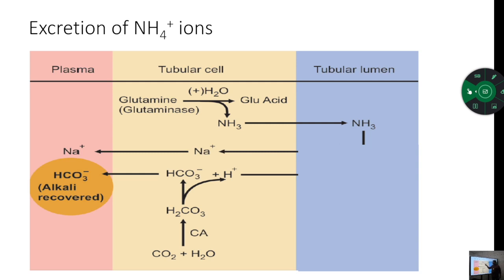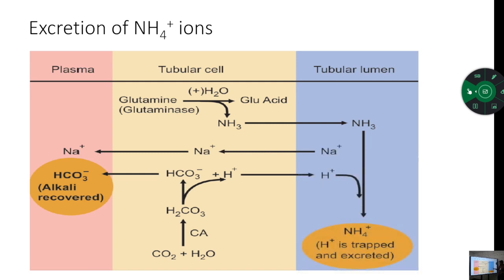Glutamine, which you will learn in amino acid metabolism, is acted upon by the enzyme glutaminase, and it will split it into glutamic acid and ammonia. This released ammonia gas diffuses into the tubular lumen. This ammonia will combine with the H plus, which is coming from this side, and form ammonium, and the Na plus found in the lumen diffuses back using the symporter present here. So they can exchange these things, and this ammonium is trapped and excreted.